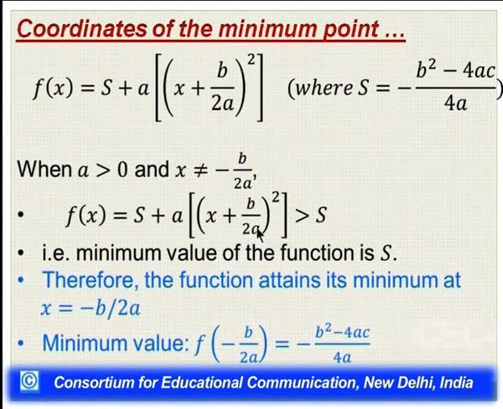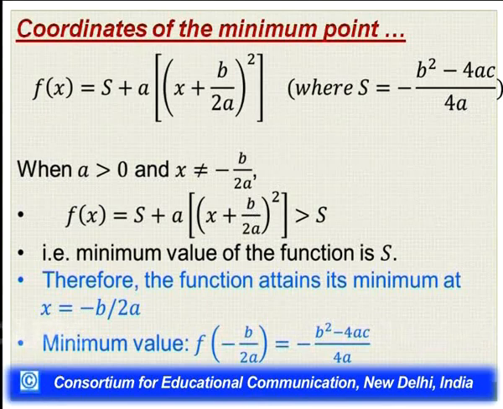So this resultant expression s plus a times x plus b by 2a the whole square is always going to be strictly greater than s. So in this sense, s becomes the minimum value of the function. Why? Because I'm adding something positive, because a is positive and x plus b by 2a the whole square is positive always. In this case, when x is not equal to minus b by 2a, so I'm always going to be adding something to the number s.